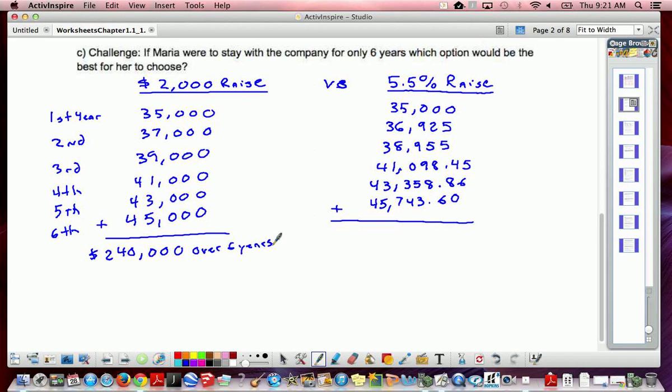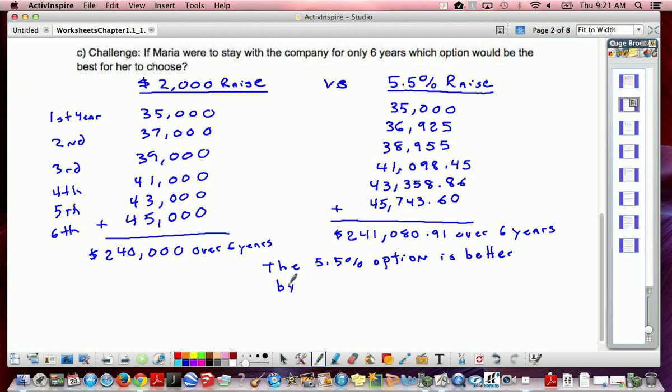Now, if you do the same thing for the 5.5%, this one you actually have to type them all in. You actually get $241,080.91 over 6 years. So when taking a look at this, yes, the 5.5% raises option is better, and it's better by $1,080.91 over the 6 years.